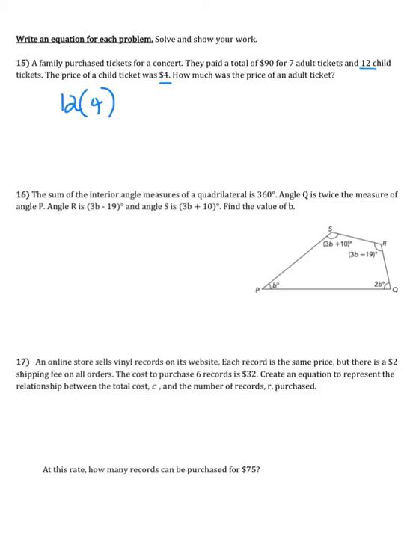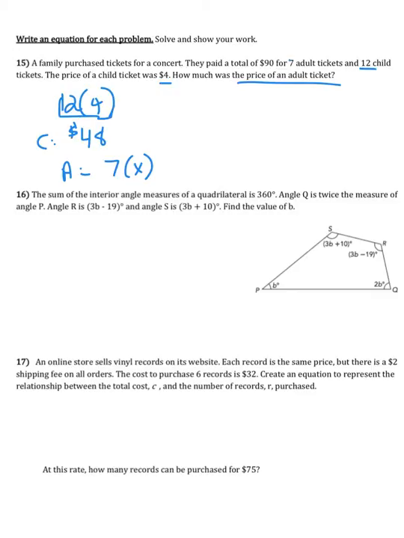And then I know that that right there is going to equal $48. Those are the children tickets. The adult tickets, I bought 7, but I don't know how much they were. How much was the price of the adults? So 7 times x. I don't know how much the tickets were there.